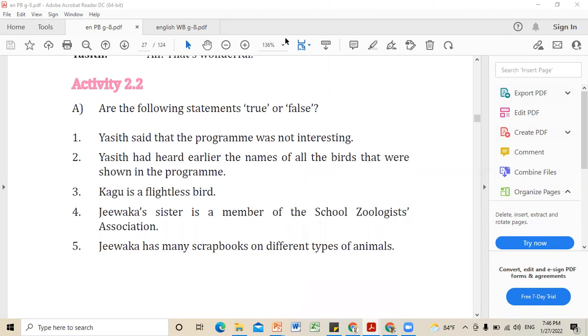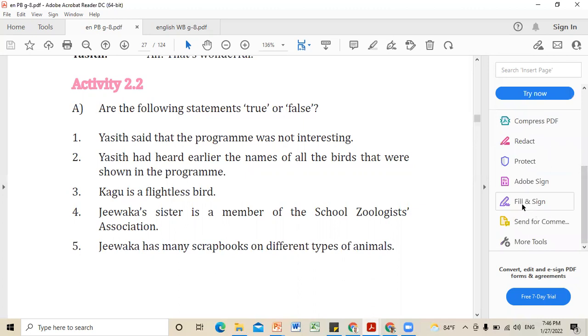Okay, teacher. If we consider Activity 2.2, part A, are the following statements true or false? We need to find whether these given statements are true or false, which means whether they are correct or incorrect. The first one is, Yasith said that the program was not interesting. Hirusha, is this true or false? The answer is false. Yes, very good. Why is it false? Can you say why?